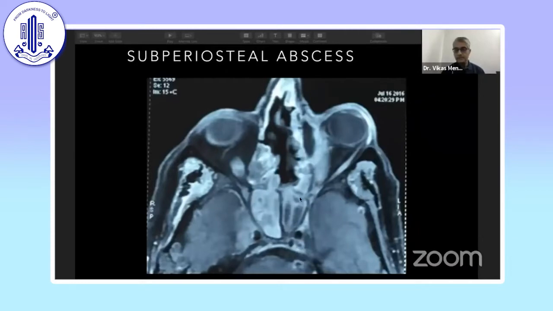There was ethmoid sinusitis on both sides. There is infiltration of the medial part of the orbit. The soft tissues appear hyperintense here. But at the same time, what you see here is a hypointense collection, or rather a hypointense area. And this is surrounded by something which is convex towards the orbit, adjacent to the medial wall of the orbit. So this is a subperiosteal abscess formation.